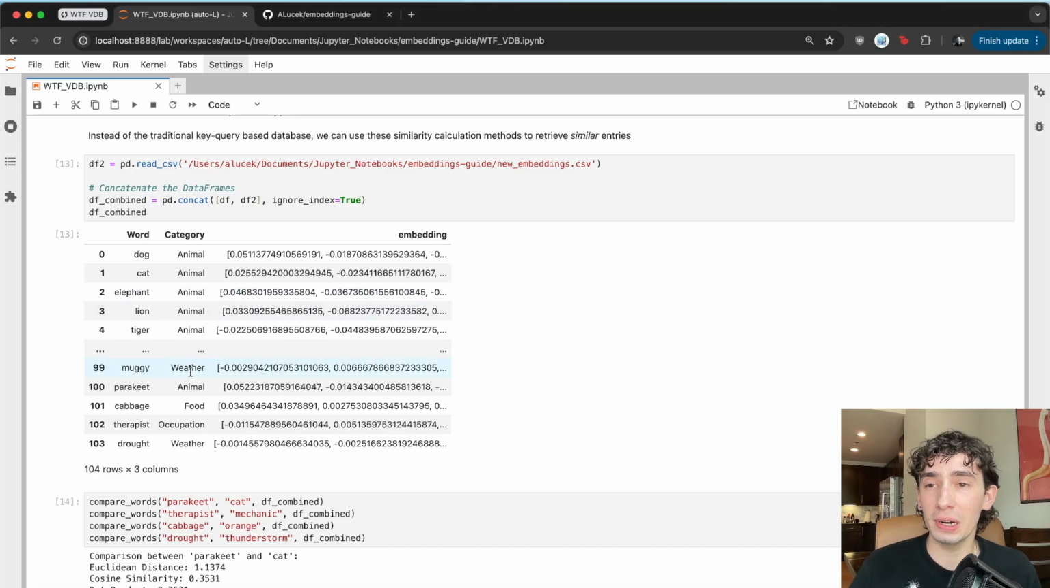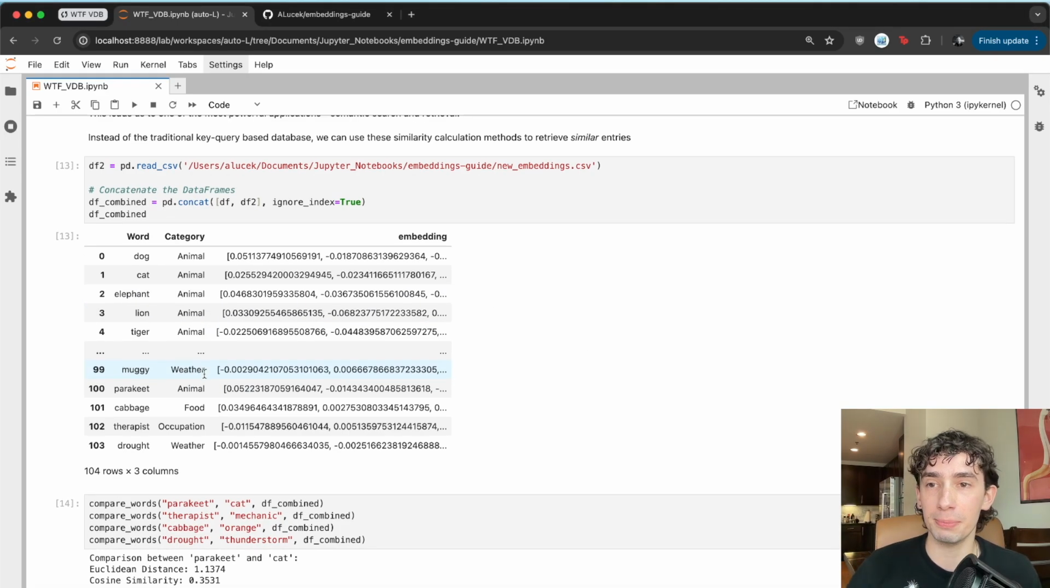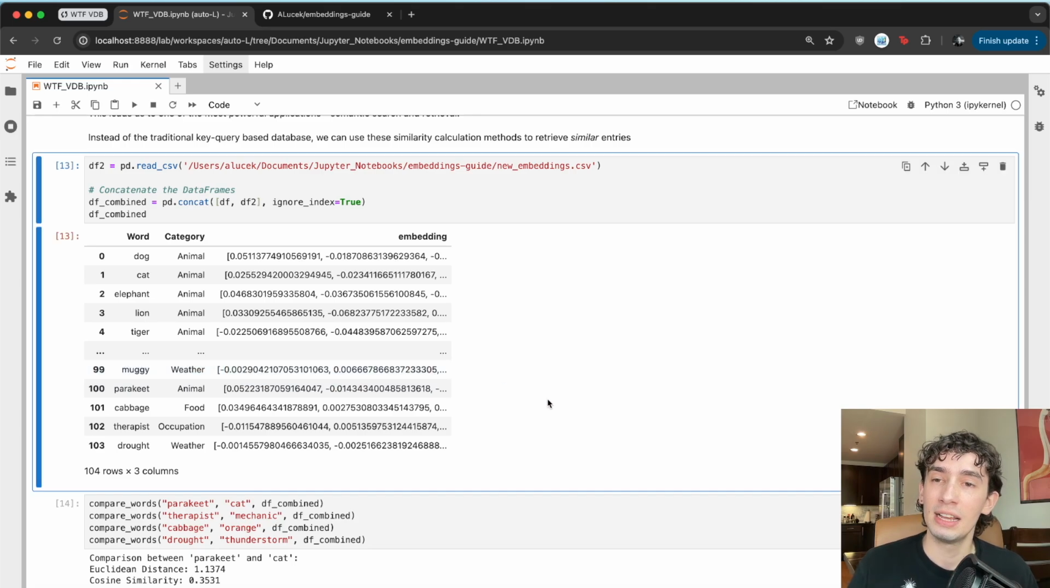Adding on 4 more examples to our 100 examples here of parakeet for an example of an animal, cabbage for food, therapist for occupation, and drought for weather, what we can now do is take these newly added on words and their respective embeddings here, and then compare them back to our existing words to see which ones might be the most similar to them.